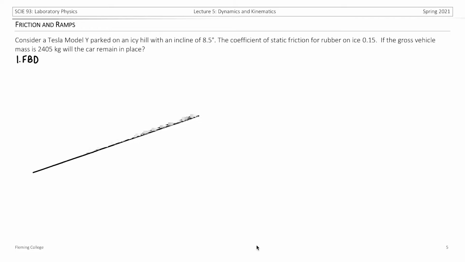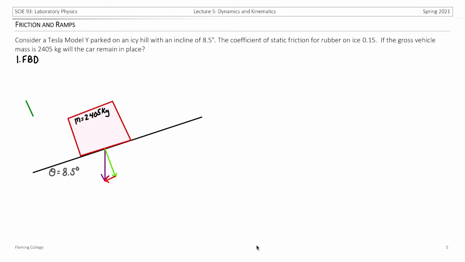So we know we have a ramp with an angle of 8.5 degrees. On that ramp, we can place our Model Y. Again, because that car has mass, it will have weight, and our weight's going to apply directly down. This means that it'll have a component that is directly into the ramp and a component that is along the ramp. Recall from our previous unit that it simplifies the equations if we make the y direction perpendicular to the ramp and we make the x direction along the ramp.